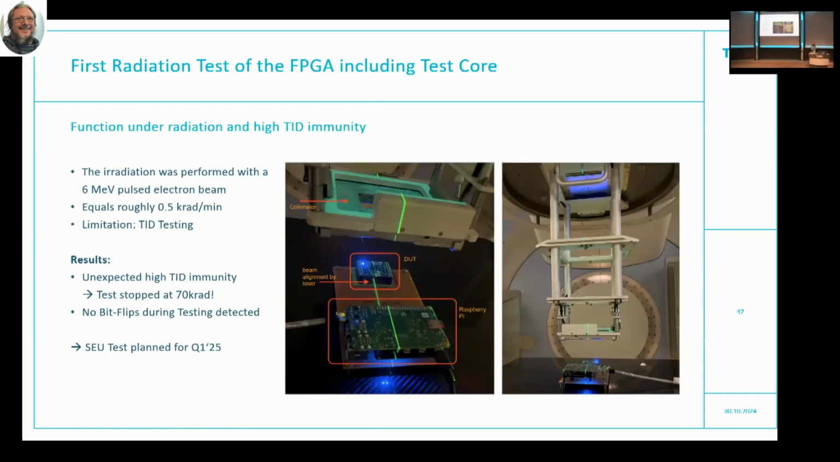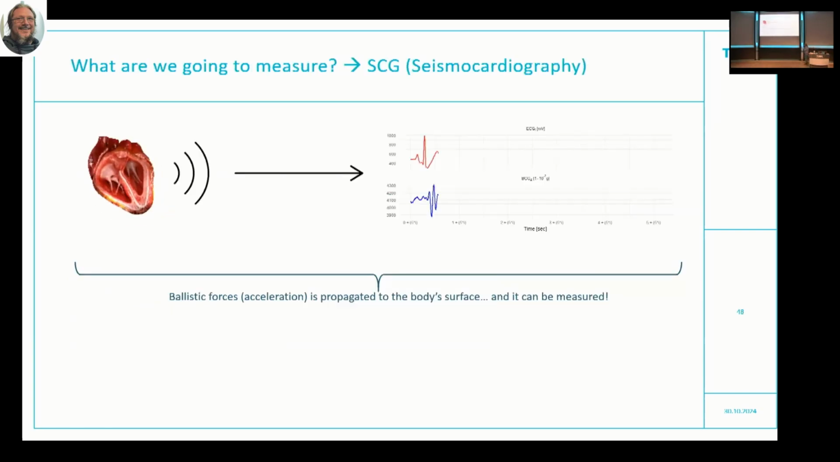We also did some radiation tests. This was just an electron beam, so we can only go for TID testing, where we are hoping to see some effects. But actually, with the FPGA that we selected, we had to stop at 70 kilorad because we could not see any error on this device, and then the beam time was over. It was almost, I don't know, 1 o'clock in the morning or something, so we had to stop this test. But there is an upcoming test in, let's say, January, February next year, where we also want to test SEUs, and then we will see the effectiveness of the test core.